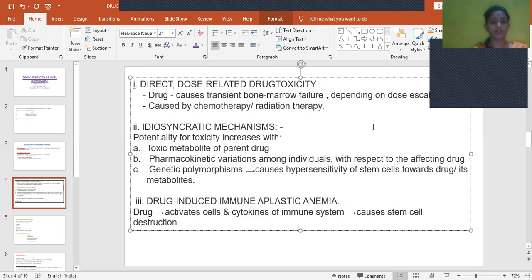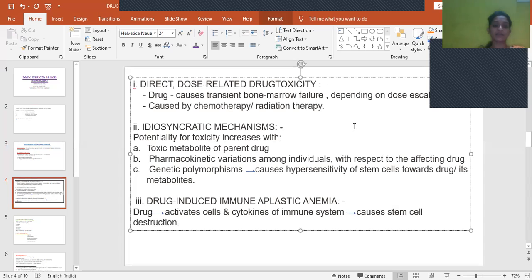What are the drugs that cause direct dose related drug toxicity? That includes chemotherapy drugs and radiotherapy drugs, radiation therapy, which is used for cancer. So these cause transient bone marrow failure. In those cases, we can see this drug induced aplastic anemia.